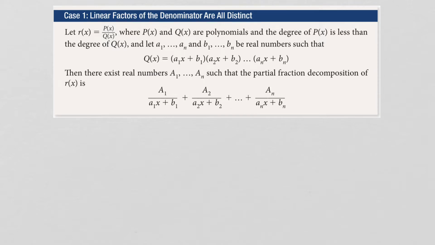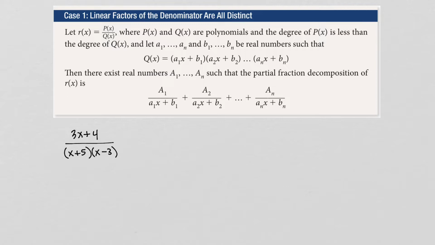Now, I would expect you to listen to what I just read and absolutely not understand any of this, because it's really complex with all of these subscripts and variables, etc. So let me give you a couple of really simple examples. Suppose we had the following fraction: 3x plus 4 over x plus 5 times x minus 3.